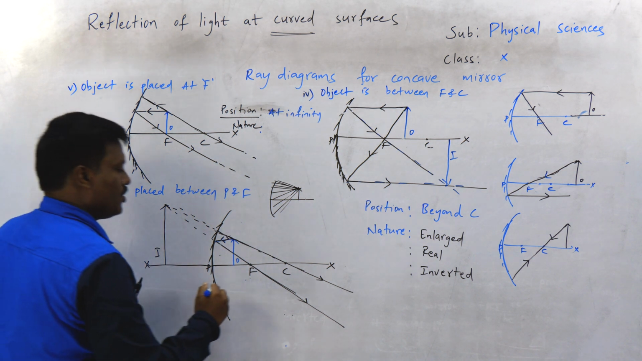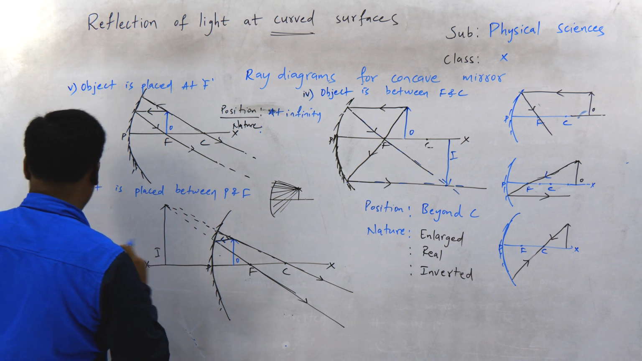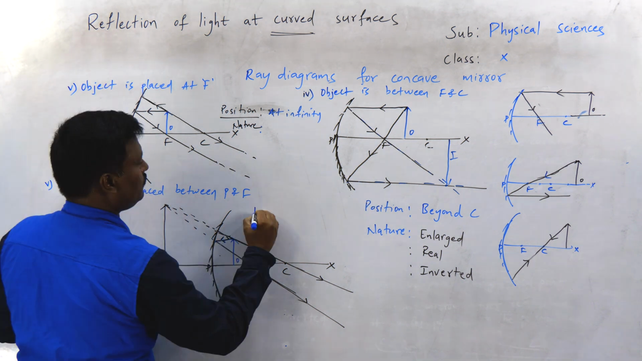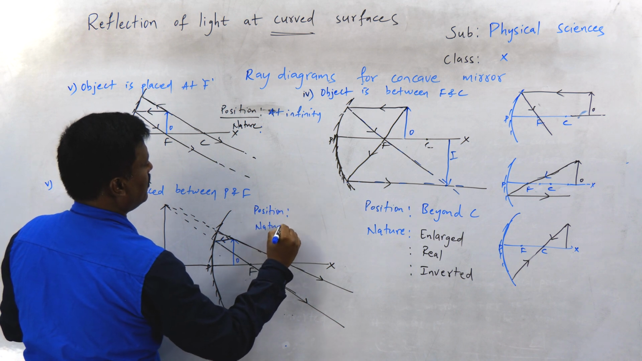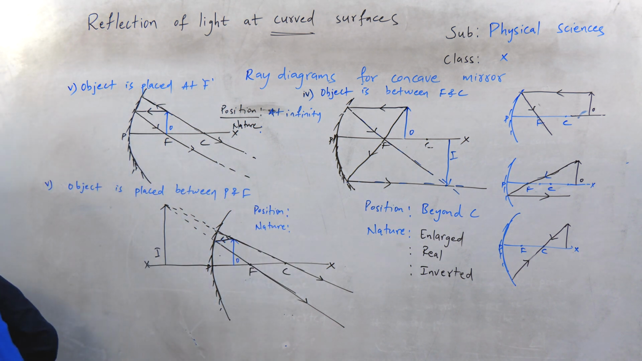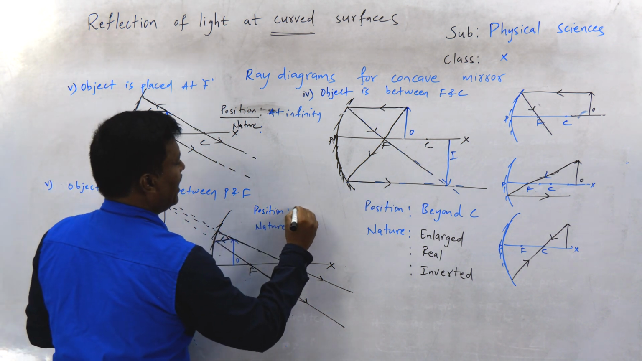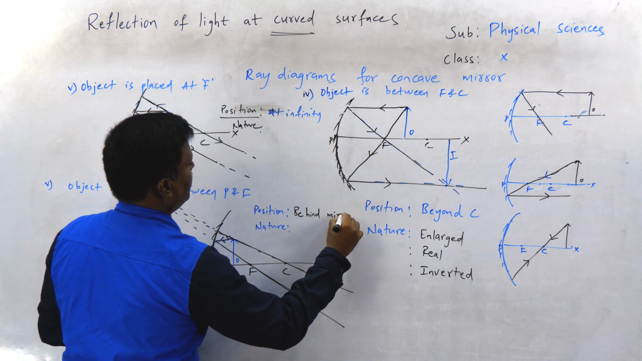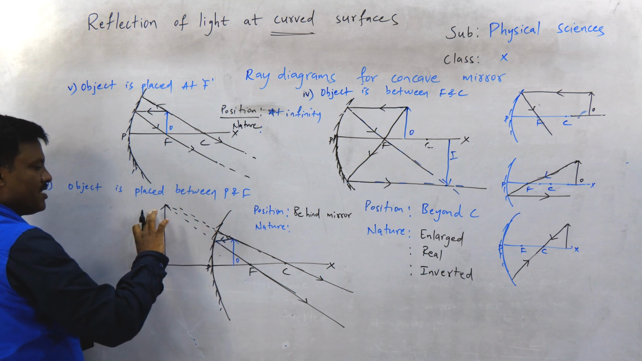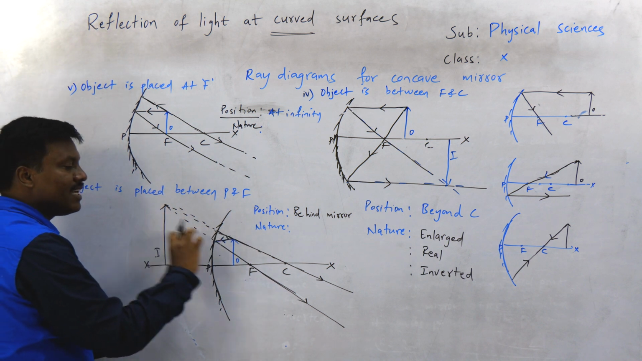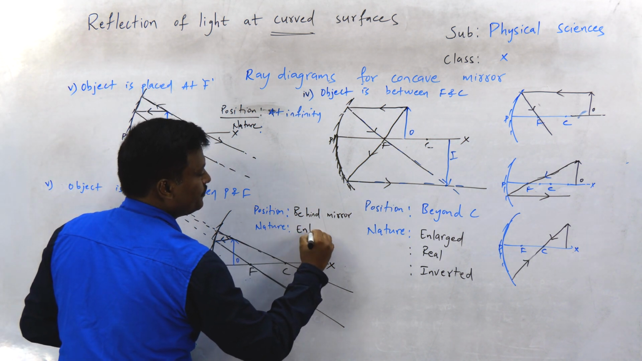Okay, now, what is the position of the image? What is the position in this case? Position and nature we are going to see. See, this is the object. Where is the image formed? Behind the mirror. And what are the characteristics of the image? Compare the size of the object and the size of the image. The size of the image is bigger than the size of the object. So it is enlarged.